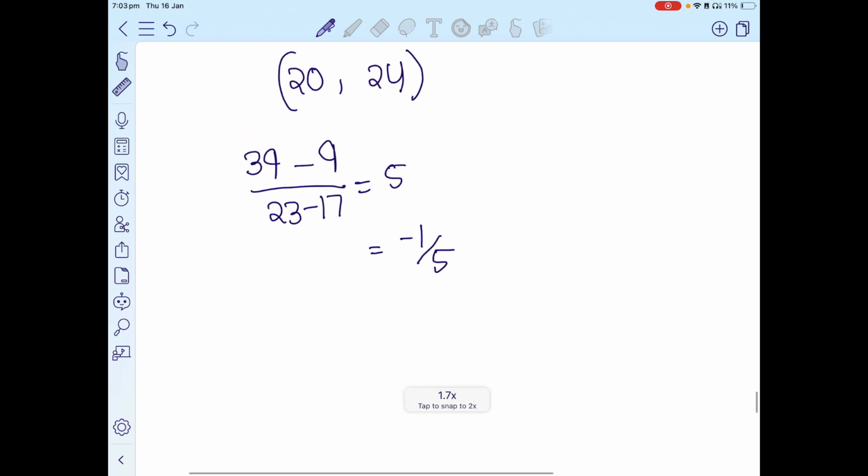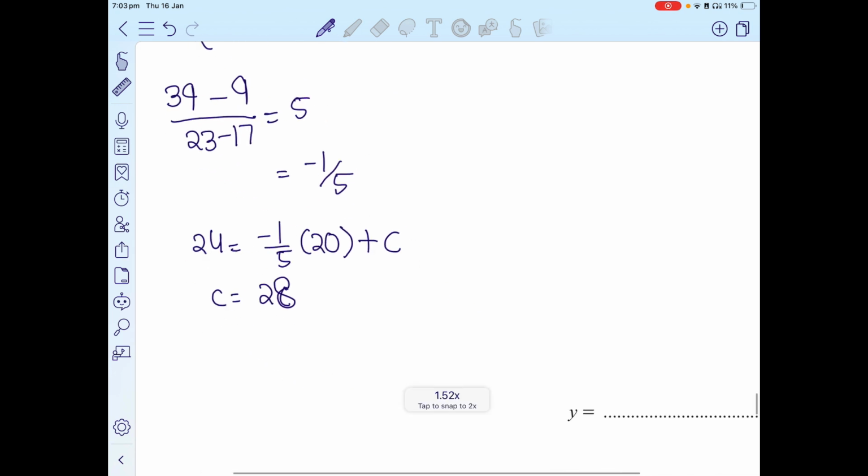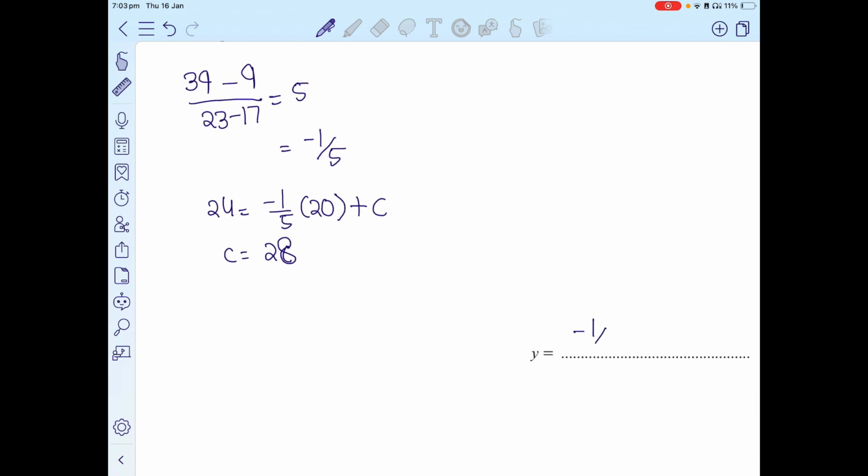Now if I apply y equals mx plus c, the 24 is equivalent to negative 1 over 5 into 20 plus c. So in order to find c, I would do 24 plus 1 over 5 into 20. So c is going to be 28. All right, the equation therefore is y equals negative 1 by 5x plus 28.